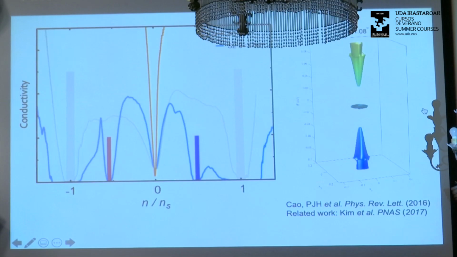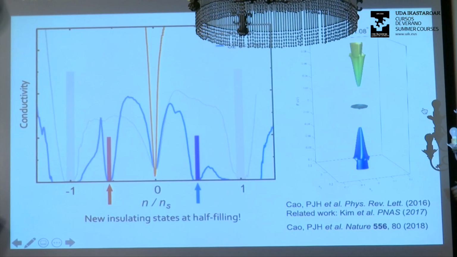At 4 electrons or 4 holes per moiré unit cell, you have an insulator, a strong insulator behavior, stronger because now the single particle band gaps are larger. But look what happens when you put half as many electrons or half as many holes as you can put in the conduction and the valence band, respectively. You also reach an insulating state in a region where your system should be a good metal, okay?